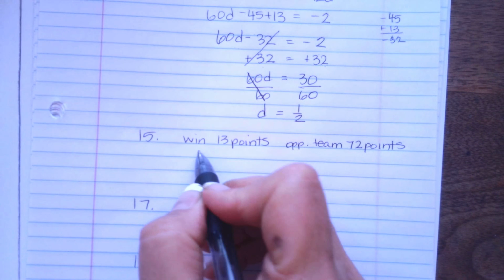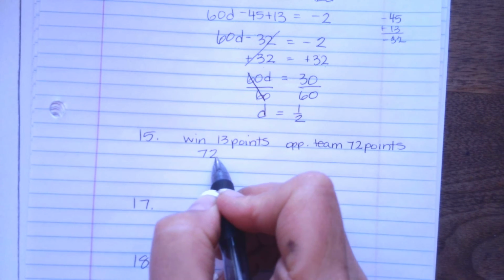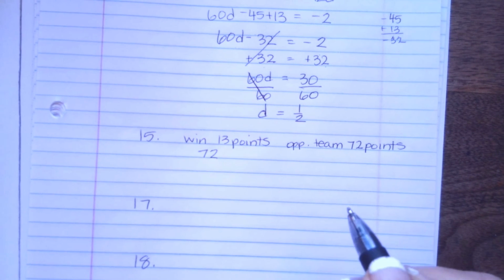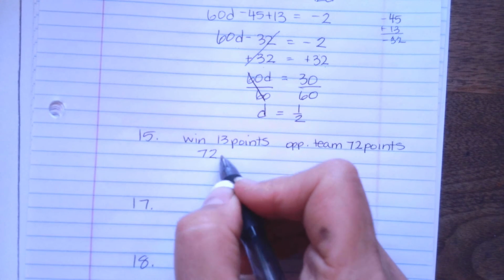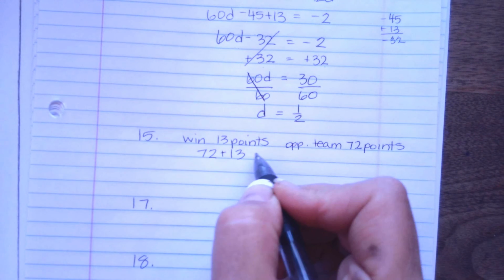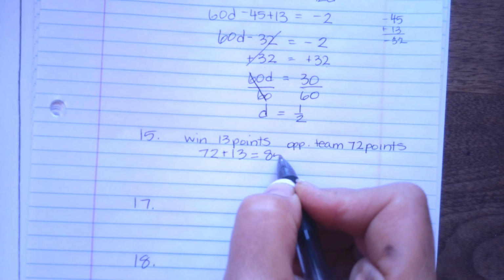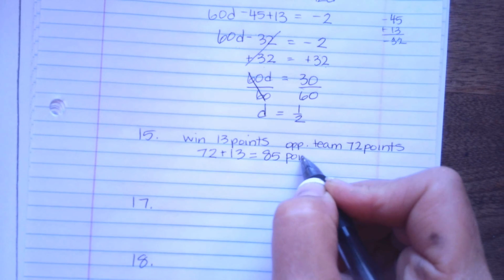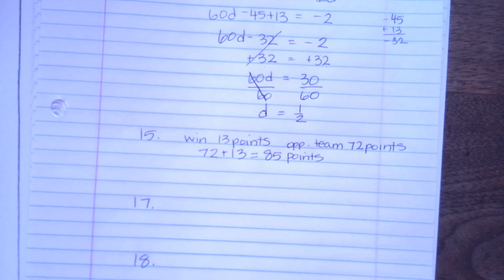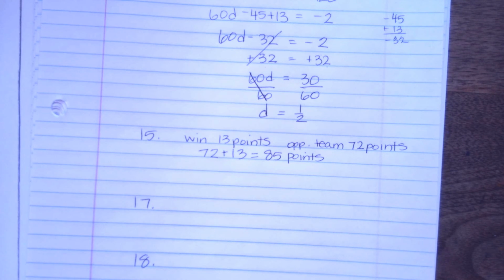So we start with what we know. 72 is what the other team got, and we won by 13 points. We add those together. Our score for our team was 85 points. Does that make sense?